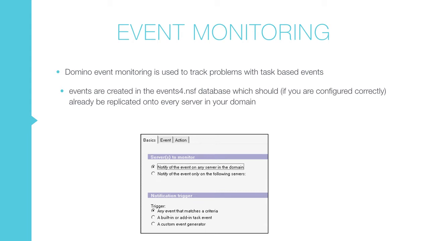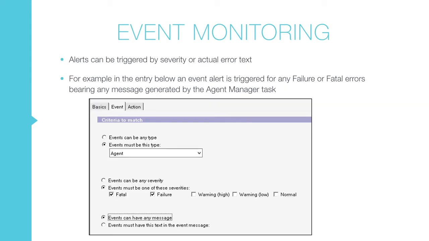So this is an example of creating a new event. I can say, do I want this event notified just on this server or on every server in the domain? And I'm going to say I want it to match specific criteria, so I want to generate an event. Alerts can be triggered by severity or actual error. In the screenshot below, I'm saying any events that record as failure or fatal that are generated by the agent manager, I want to trigger an event alert. I could have actually given it a specific message at the bottom there. You see, event must have text in the event message. So if you know there's an error you're particularly looking for, you could trigger an event on that instead of any failure or fatal error.